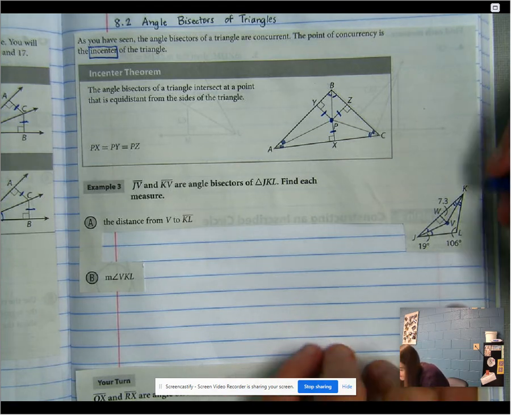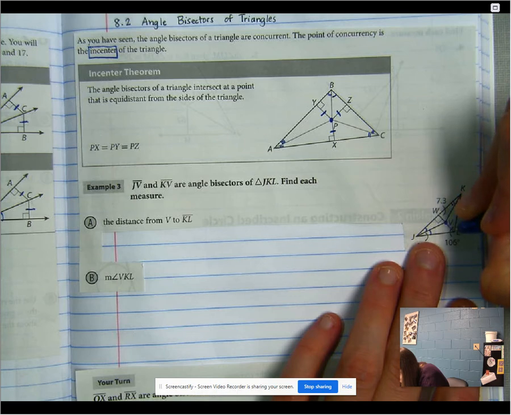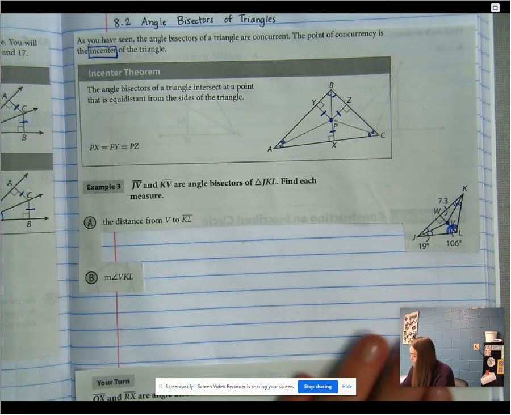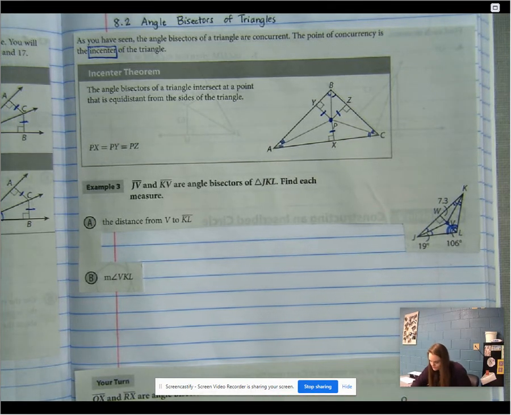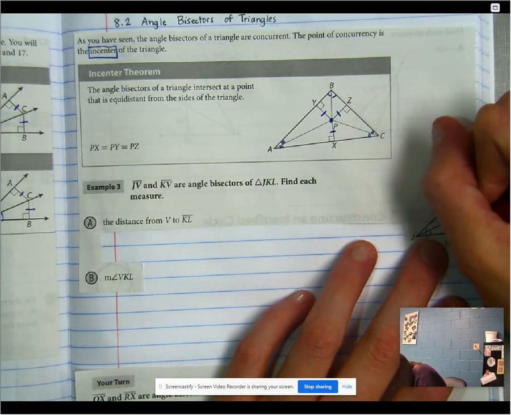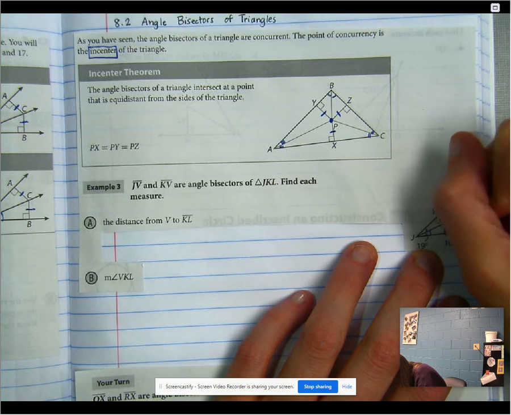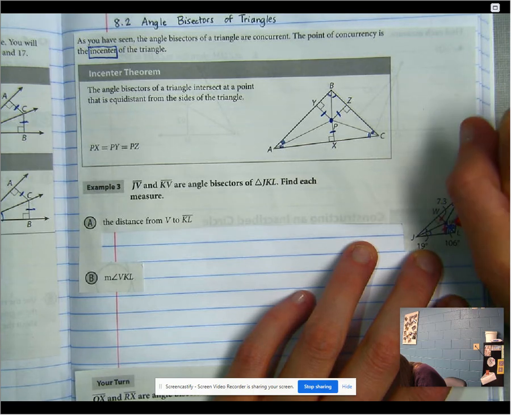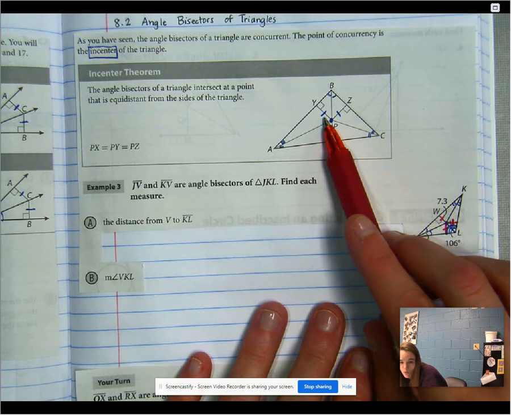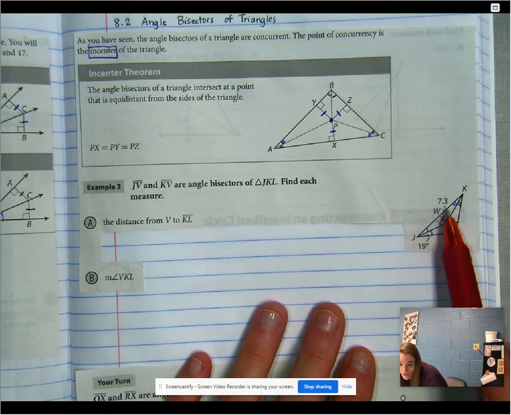That means if we drew a segment from V to L, this would be bisected. It also means, by the incenter theorem, that each of these, from V to W, from V to some point we don't know, and from V to another point we don't know, would all be congruent, because the incenter theorem says that the point is equidistant to the sides. So we drew those in ourselves.